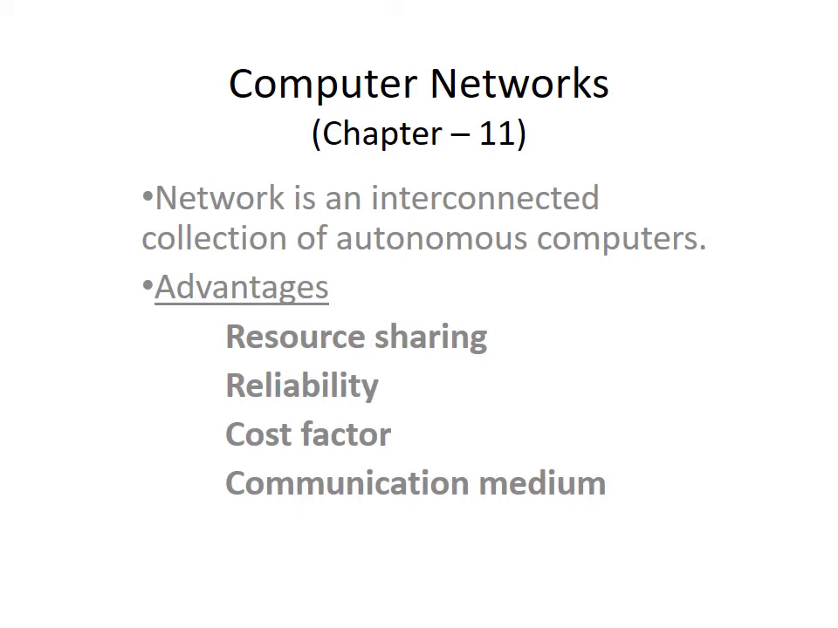What do you mean by a computer network, or what do you mean by a network? Network is an interconnected collection of autonomous computers. I repeat, network is an interconnected collection of autonomous computers. That means more than one or two computers are connected. You can call it a network, or a computer network.